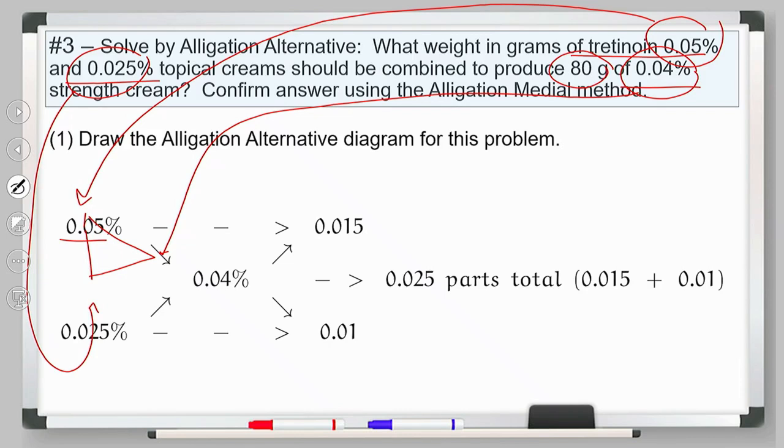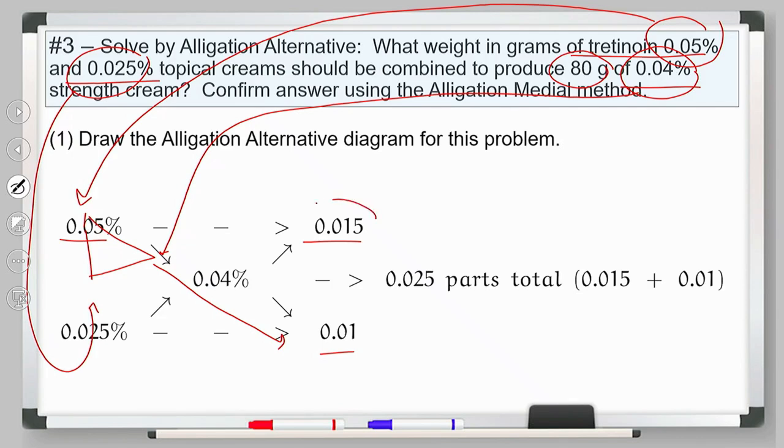Okay. Now let's cross subtract. Starting from the top, we're at 0.05, going down through the middle to the lower right. What is 0.05 minus 0.04? I got 0.01. So that's where that number comes from, going this direction down. Now, going from the bottom, going up to the right. What is 0.04 minus 0.025 going up to the top? I got 0.015. Just cross subtraction in the right order, in the right direction.